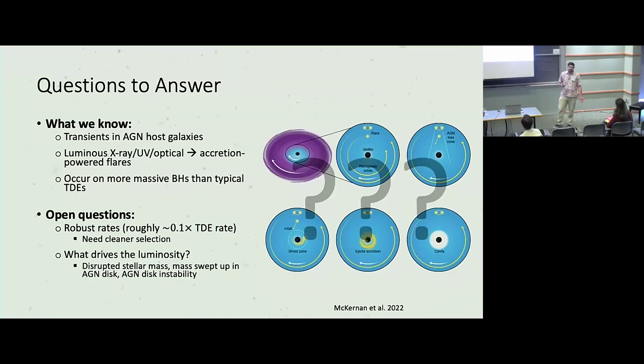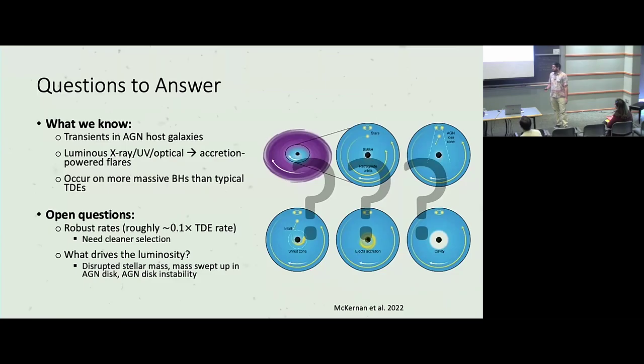But the problem here is getting a clean selection. As they are ambiguous, it's a bit difficult to define a clear criteria and know what we want to include and actually compute a robust rate and compare that to the other rates of TDEs that we've heard from earlier in this conference. But then I think the million-dollar question, of course, is what's actually driving the luminosity we see?